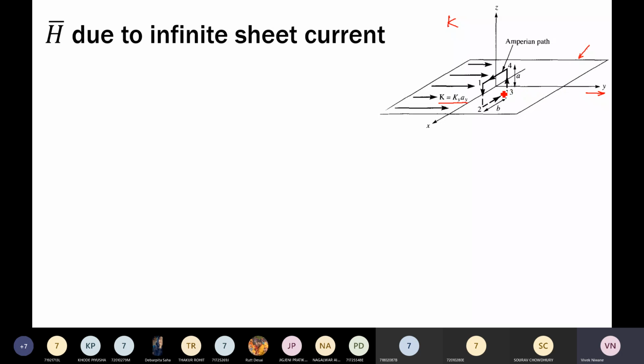Ampere's law always talks about a loop. Therefore, we have assumed one loop over here.